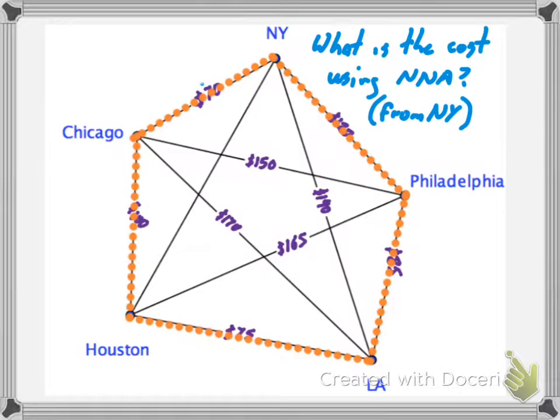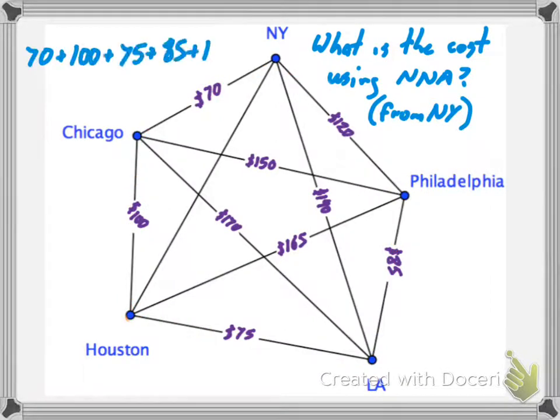So there's my path. And what's the cost of all that? You can add it all up, and you get $450. So that is the cost using the nearest neighbor algorithm.